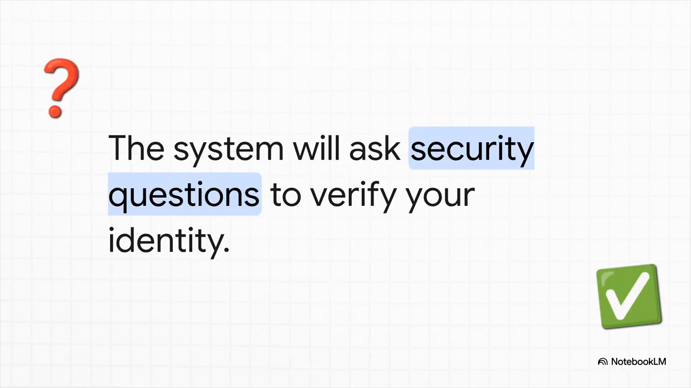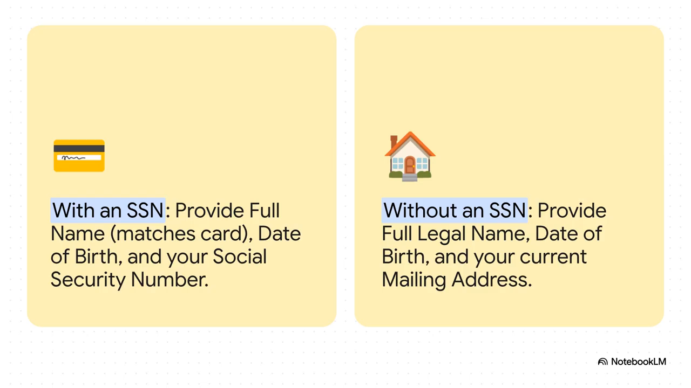Here's how it works. Instead of matching your information with the Social Security Administration, the system will verify who you are in a different way. It's going to ask a series of security questions that are based on the personal information you provide. So let's just put these two paths side by side so you can see. If you have an SSN, you give your name, date of birth, and the number. Simple. If you don't have an SSN, you give your full legal name, date of birth, and your current mailing address. See? It's just a different set of info to confirm you are who you say you are.